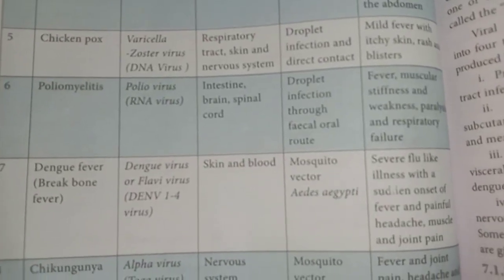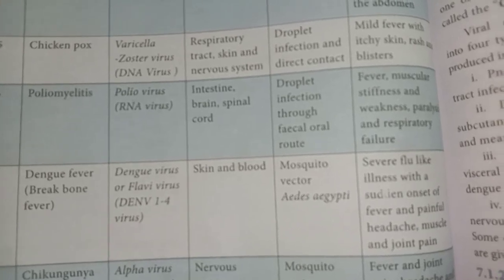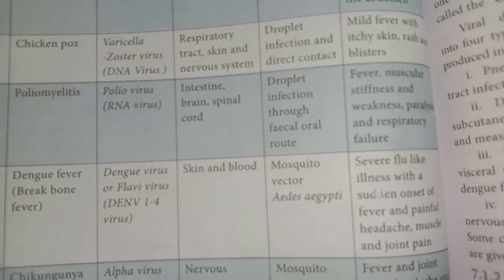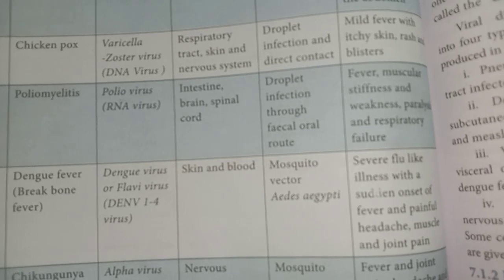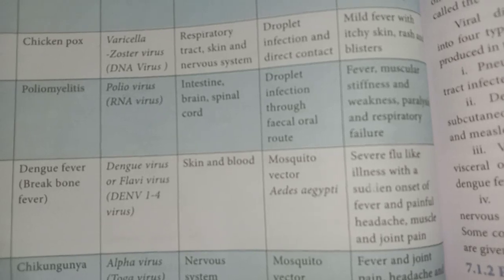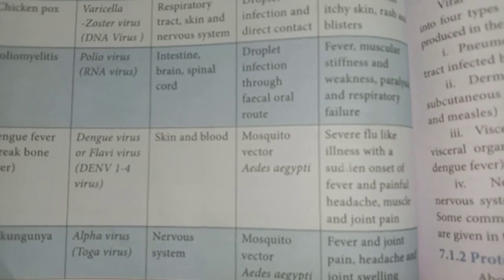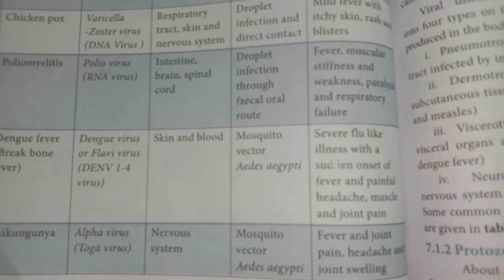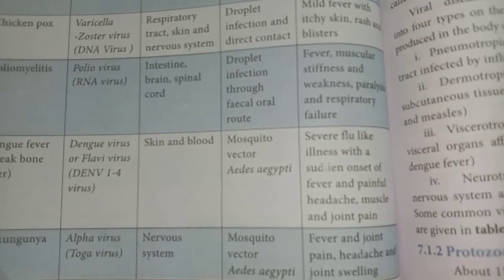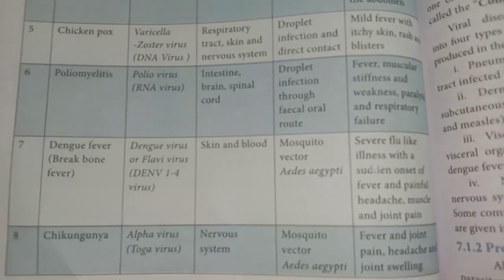Then the seventh example of viral disease is dengue fever, causative organism dengue virus, affecting skin and blood, and transferred through a vector. One mosquito species acts as the vector, carrying and transferring dengue fever. The name of the mosquito is Aedes aegypti. Then symptoms: severe flu-like illness with sudden onset of fever, painful headache, muscle and joint pain. So these are the symptoms of dengue fever.